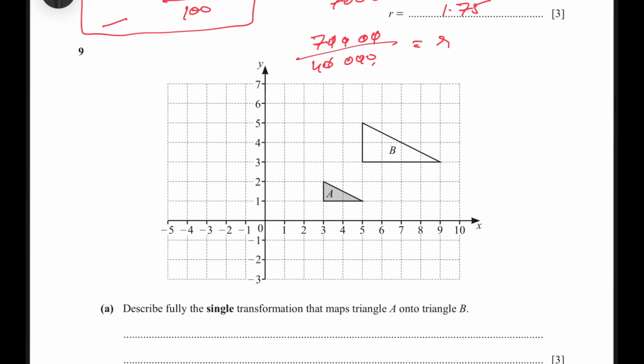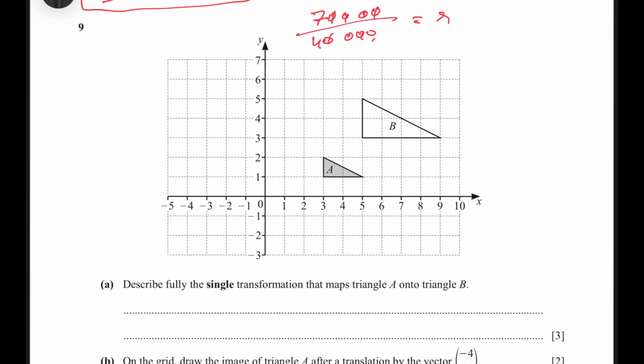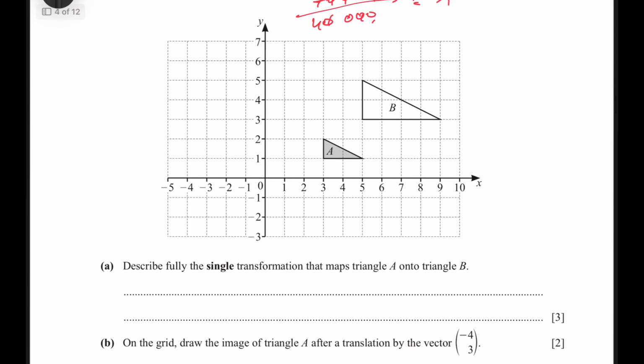Now the question 9. Describe fully the single transformation that maps triangle A onto triangle B. First of all, we can see that it's an enlargement. As you can see, the figure B is bigger than the figure A. So how many times you can see this is just 1 and here it is 2. So this is 2 and over here this is 4. So this is actually an enlargement by the scale factor 2. Enlargement by the scale factor 2.